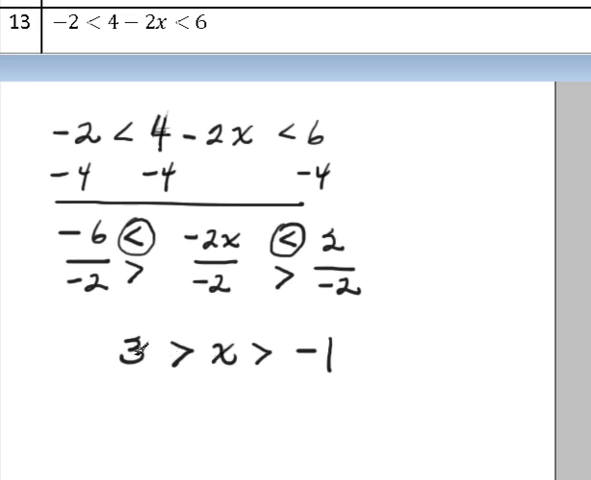Okay, now we would like to write these double inequalities with the smaller number on the left and the bigger one on the right. So let's rewrite this. Let's put the minus 1 on the left, the 3 on the right, and let's make sure that it says the same thing that this inequality says. This inequality says that x is less than 3. So I write that, x less than 3, and x greater than minus 1. So write that as well, x greater than minus 1. So there we go. There's the inequality.